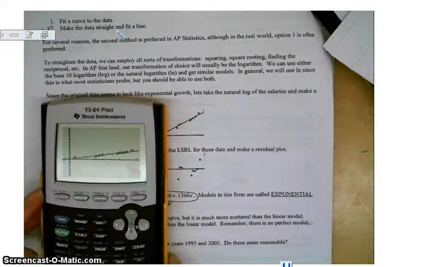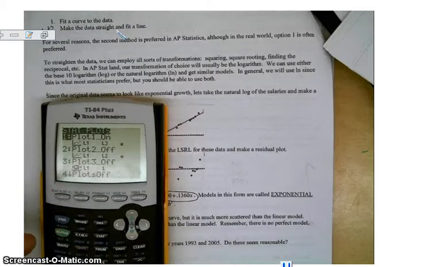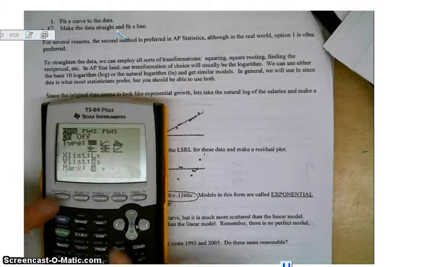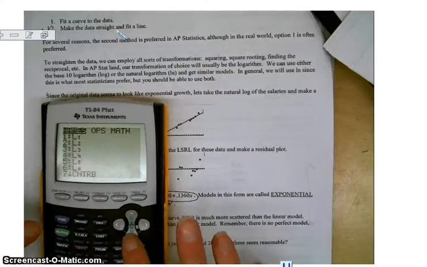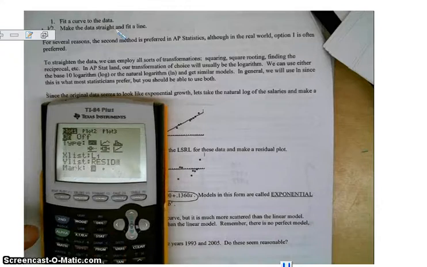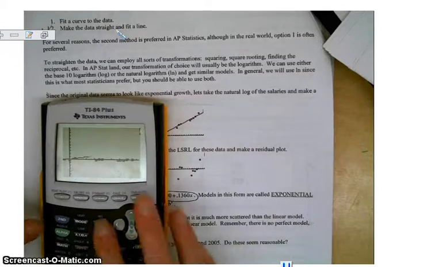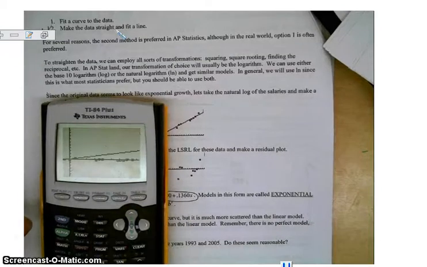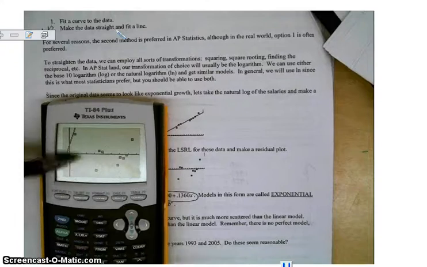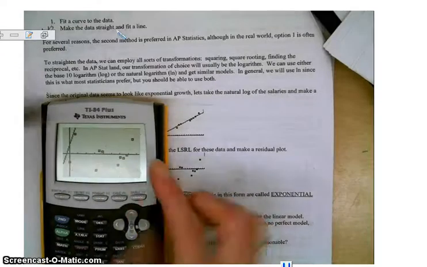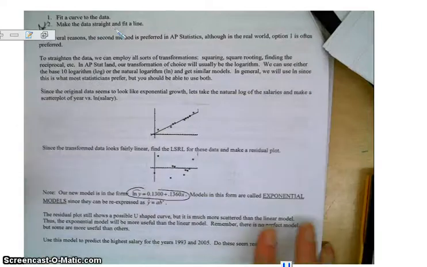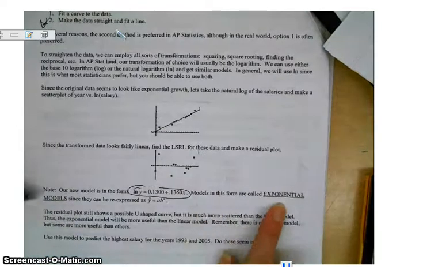If I look at my residual plot, I want to graph this with the residual plot. So there's my residual plot now. It does look quite a bit better. It is much more scattered. I've really spread it. Instead of having clumps, I've still got kind of a little clump here, but it does look much nicer. So our new model, models in this form are called exponential models.